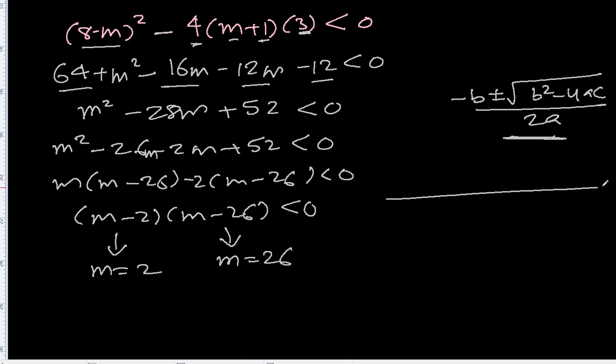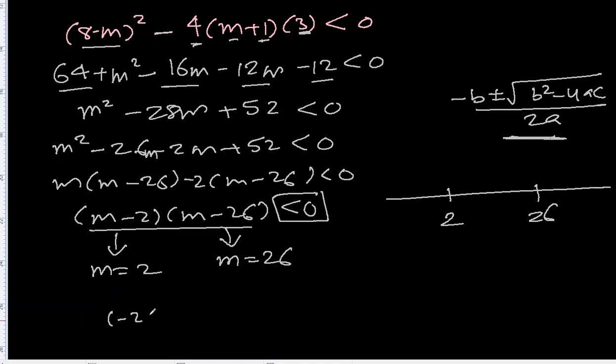And now, like we did earlier in this paper, we'll write them on a number line, 2 here, 26 here, and we will see where they fulfill this condition of being less than 0. So let's take a number less than 2, and 0 is the best. So if I put 0 in this, what do I get?